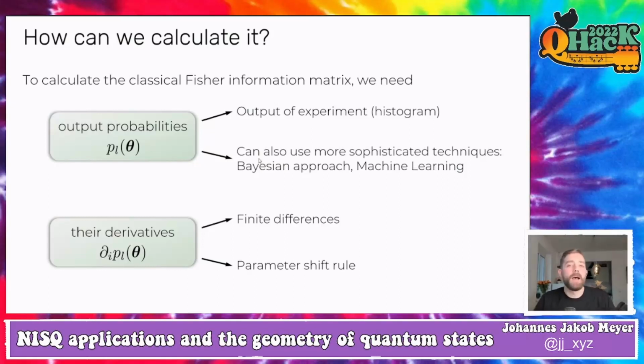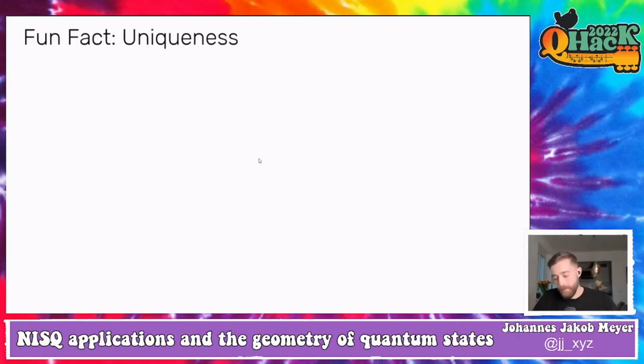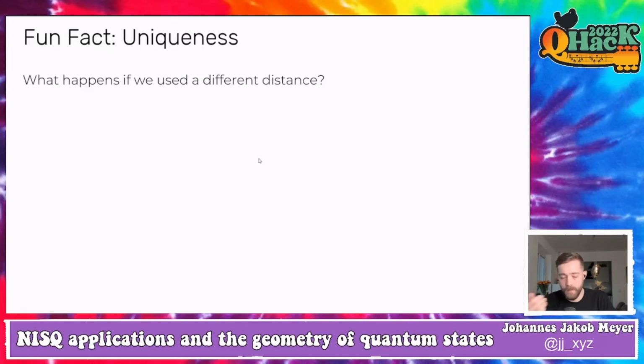And before I continue to the quantum case, I wanted to tell you a fun fact, and it's about the uniqueness. Because we can ask ourselves, okay, what happens if we use a different distance? If we do not use the KL divergence, which is the relative entropy? What if I use, for example, fidelity distance or something like this? Yeah, and there's a theorem for that.